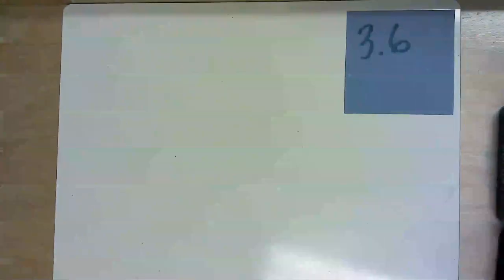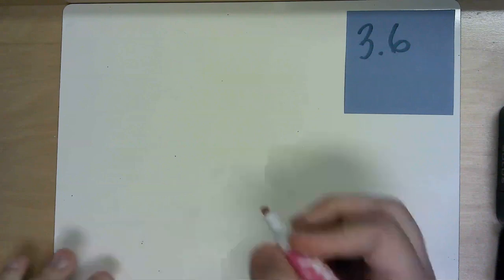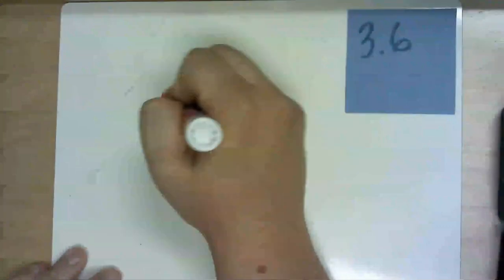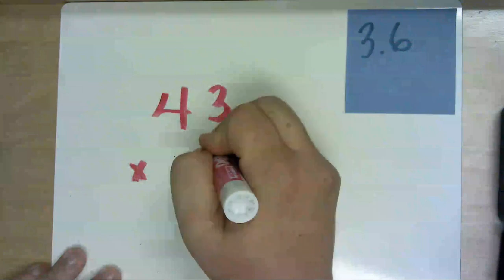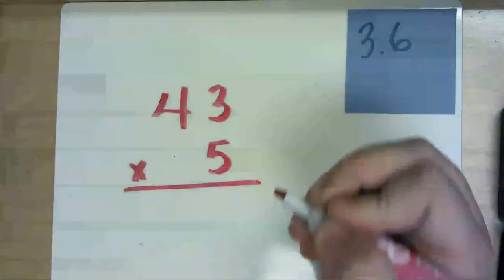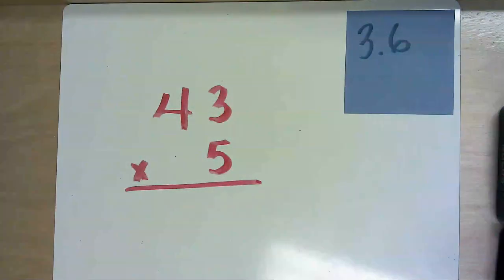Now we're going to try again, but this time we're going to do regrouping. And I'm going to ask you to answer those questions. I'm going to ask you, what is that? I want you to try your best to solve these different parts. All right. So here we go. My next one that I'm going to do is going to be 43 times 5. All right. 43 times 5. And when we have 43 times 5, where do I start off?